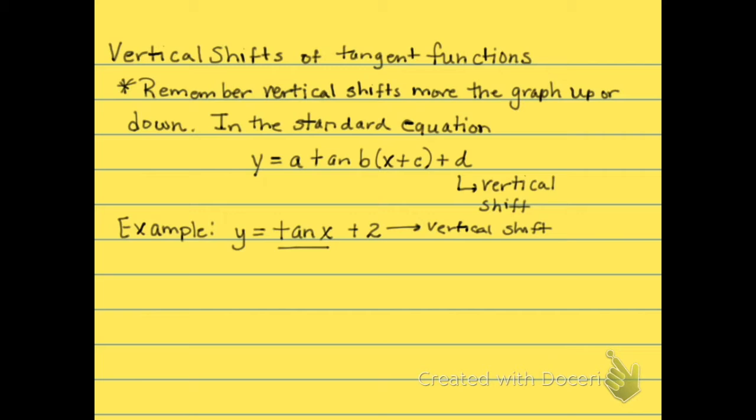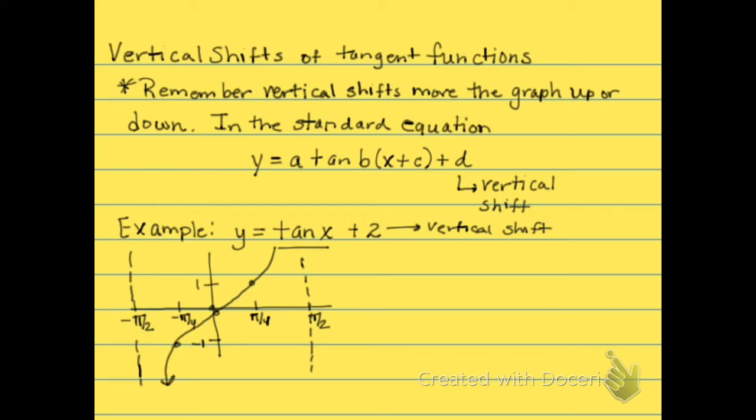Okay, so if we're looking at the original, or the parent graph, I should say. Remember, this is negative pi over 2, this is pi over 2, pi over 4 here, negative pi over 4, positive 1 and negative 1 here, and then 0 at the origin. All right, so my asymptotes are here. There's an asymptote here. And remember, at pi over 4 we have 1, at 0 we have 0, and at negative pi over 4 we have negative 1. So my graph looks something like this. This is my original parent graph.